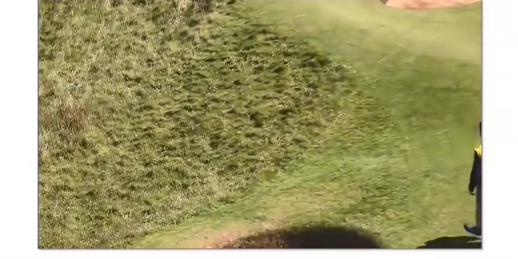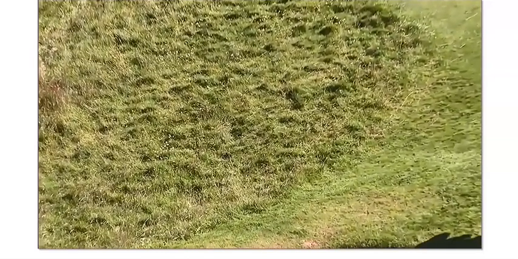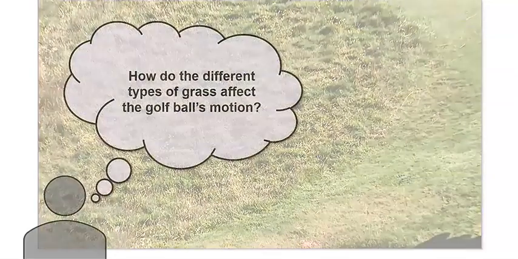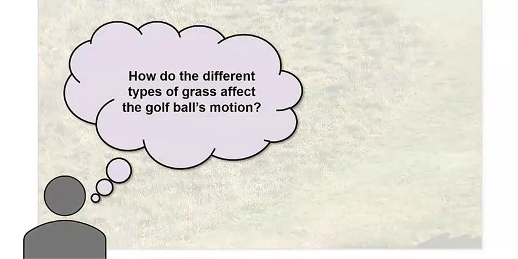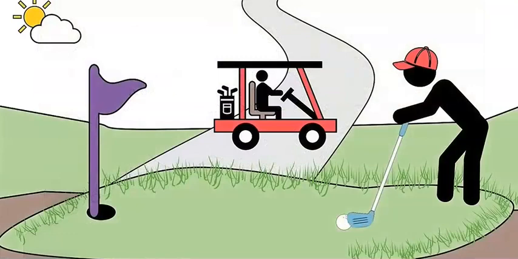Do you notice that the golf ball rolls quickly across short grass at first, and then it slows down and stops in the tall grass? Whoa! I wonder, how do the different types of grass affect the golf ball's motion? The video clip seems to show that the material a ball rolls on affects the motion of the ball. How can we investigate this idea further?